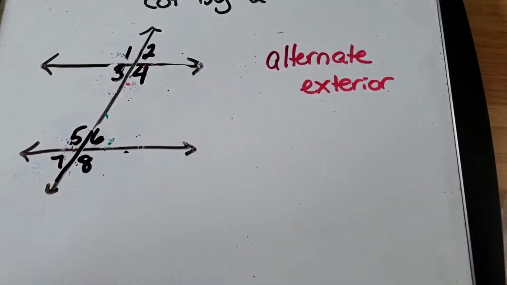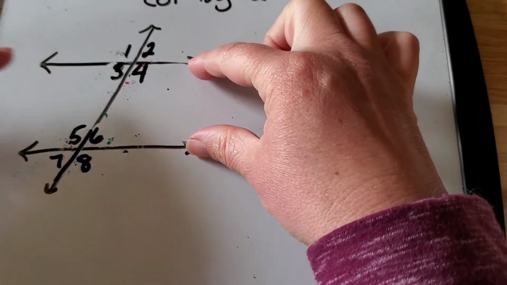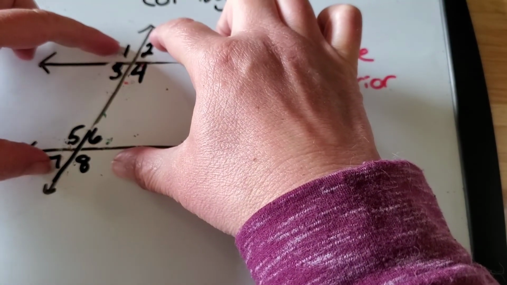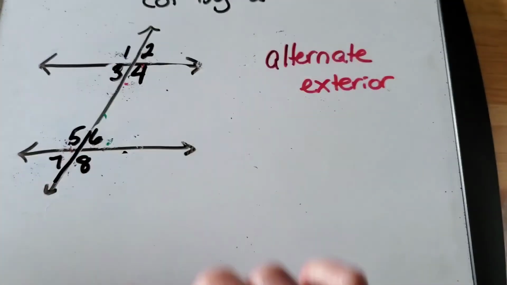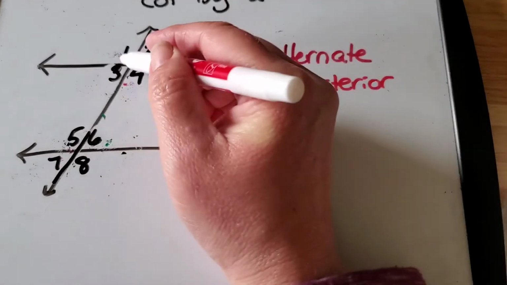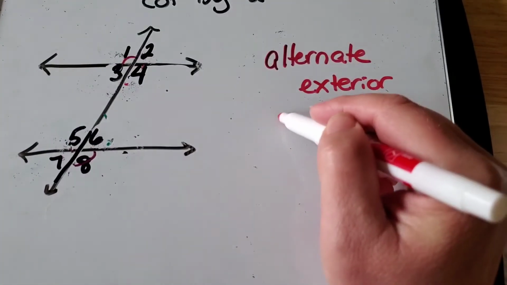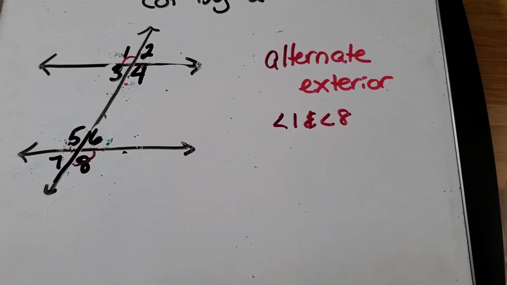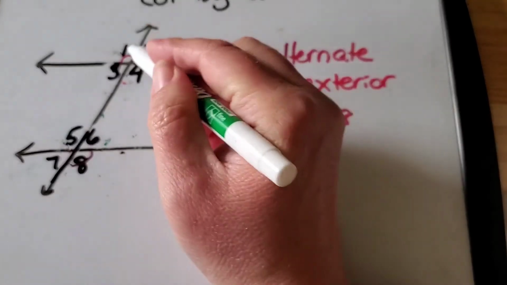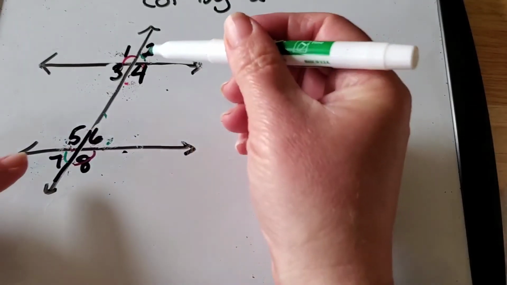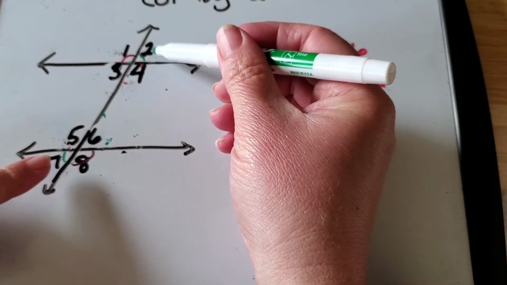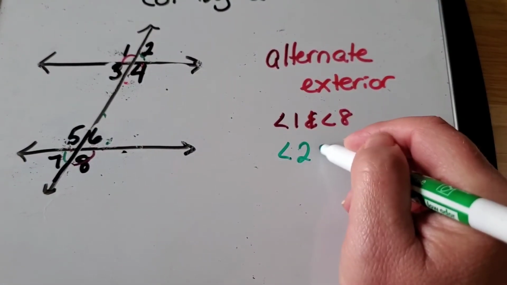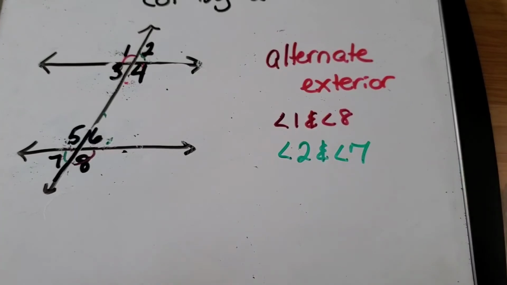Okay, exterior. So you're looking at the angles that are outside the parallel lines, not in between them, on the outside out here, but alternate from each other, opposite from each other. So angles 1 and angle 8 would be alternate exterior. So would angle 2 and angle 7. They're outside the parallel lines, but on opposite sides of that transversal. And we know alternate exterior angles are always congruent.